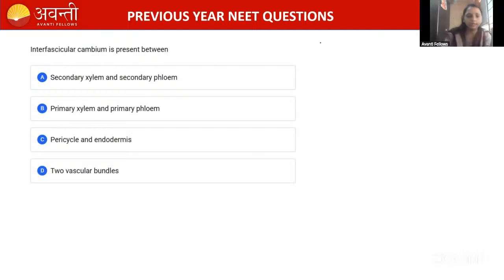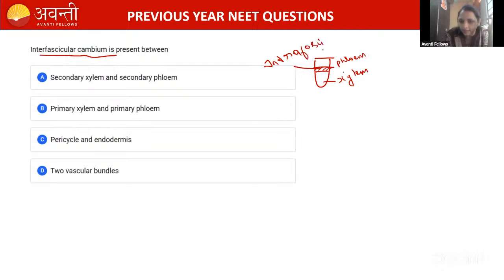Let us study about this, guys. You can see here the interfascicular cambium. This is the conjoint system. Here you can see this is the phloem and this is the xylem. Between them, the cambium is there. That is called the intrafascicular cambium. Intra, because it is inside, right?